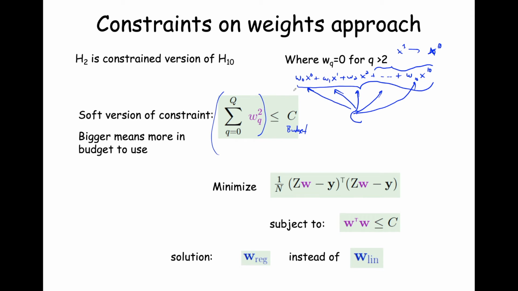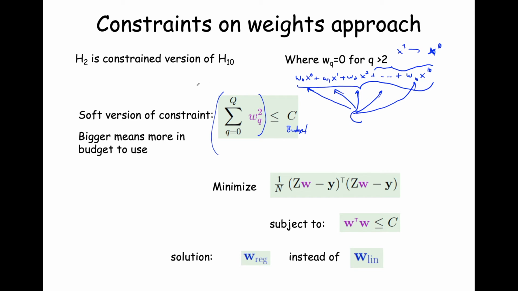And so this idea of using a soft version of the constraint means I'm giving more to the weights, and I can use it for every way I can be expressive for that full set of the monomials for that degree 10 family of polynomials for my hypothesis set.